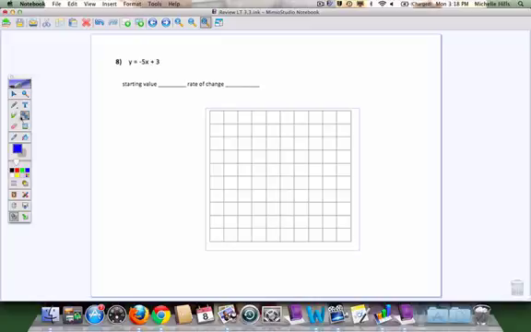The starting value in this case, again, is the constant. The constant is positive 3. The rate of change is the coefficient of x. It's negative 5. It is not negative 5x. It's only the coefficient of x.